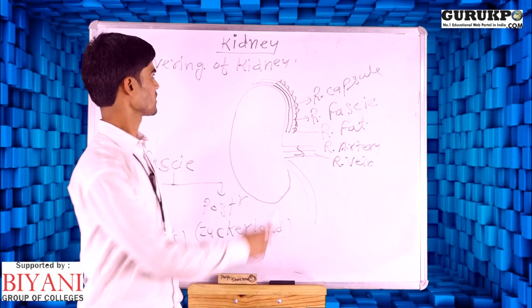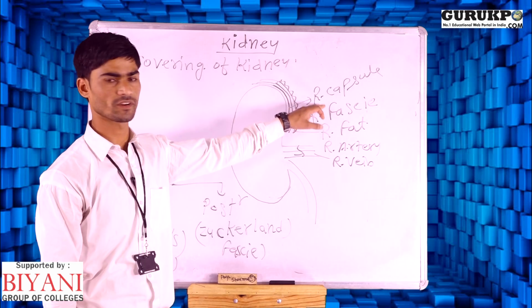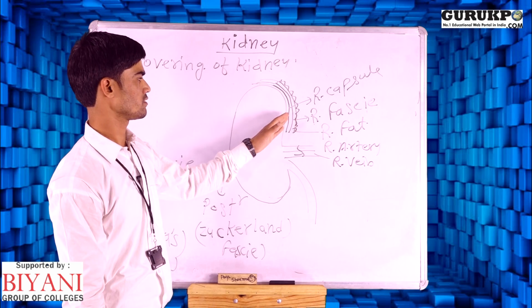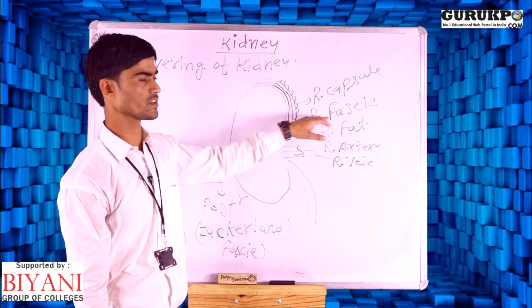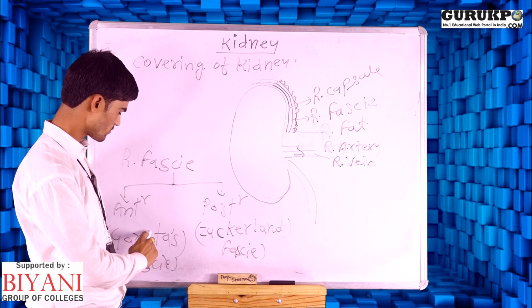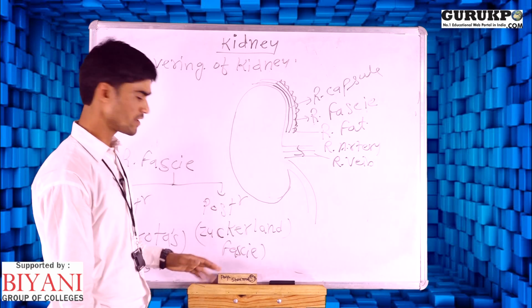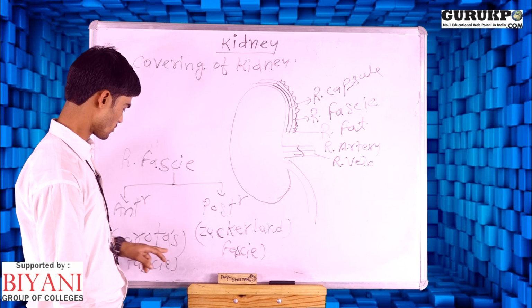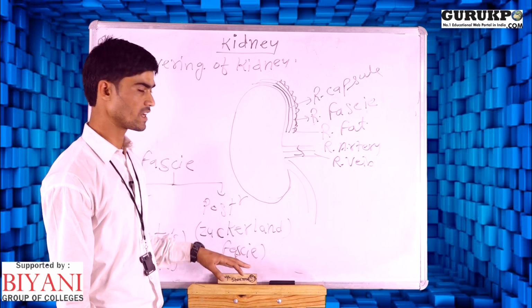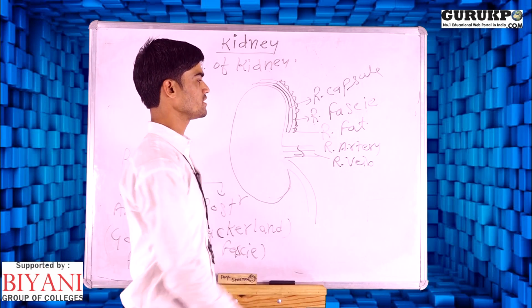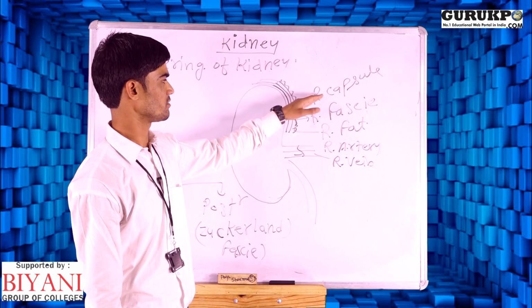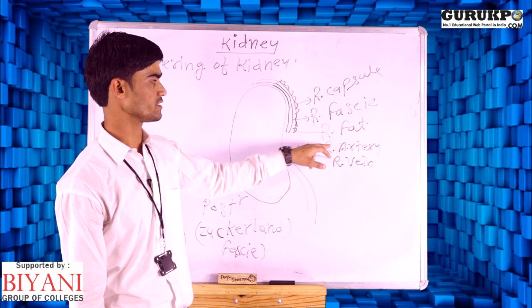Now we will discuss the covering of the kidney. There are 3 coverings present in the kidney. First one is renal capsule. Next one is renal fascia. There are 2 types of fascia, anterior fascia and posterior fascia. Anterior fascia is also called Gerota's fascia and posterior fascia is also called Zuckerkandl's fascia. Last one is renal fat. So the 3 coverings of the kidney are renal capsule, fascia and fat.